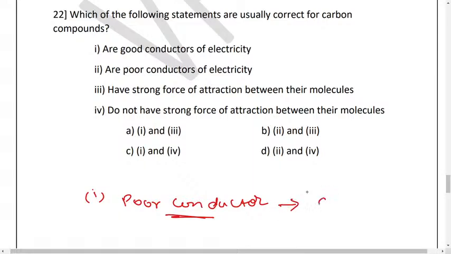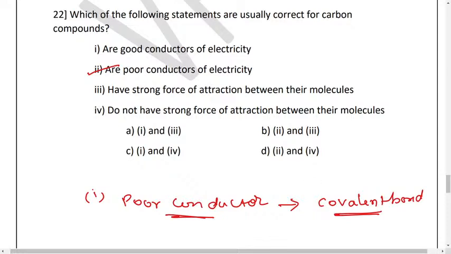Because the bond present here is a covalent bond. Because of the covalent bond, charged particles are not formed. Because of the formation of the covalent bond, sharing of electrons, these compounds do not produce ions. Charged particles are not formed to carry the electrons for the passage of electricity. There should be charged particles. If no charged particles are released, it is always what? A poor conductor of electricity. Now that is the second option they have given. The second characteristic property they have given is: poor conductor of electricity.